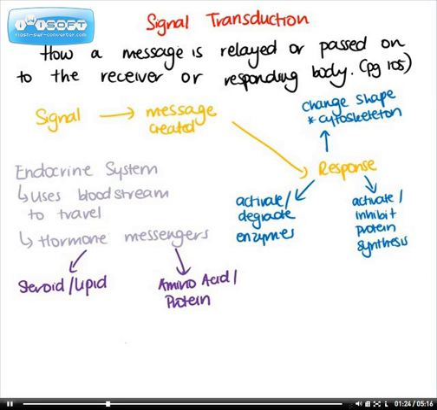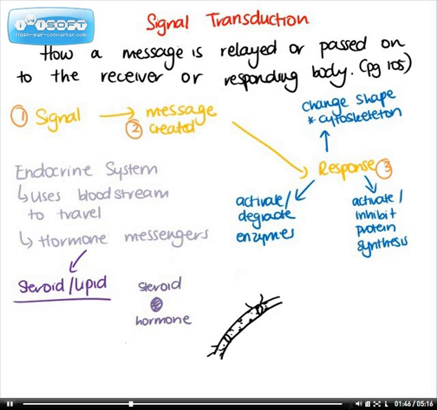So if we look at a steroid or a lipid hormone first, we can investigate how it initiates signal transduction. First of all, a signal must be received. Then a message is created, and the messenger to send that message is the hormone. That hormone needs to reach a target cell to elicit a response. The steroid hormone has travelled through the bloodstream and is now in contact with its target cell. Because the phospholipid bilayer of this target cell is also made of lipid, the steroid hormone can pass directly through the membrane.